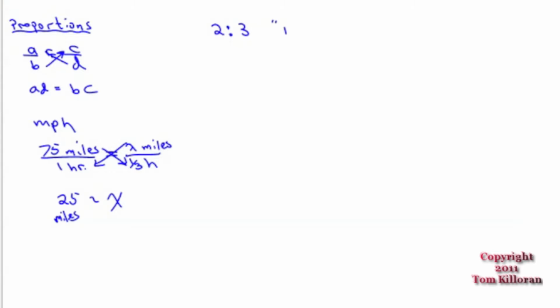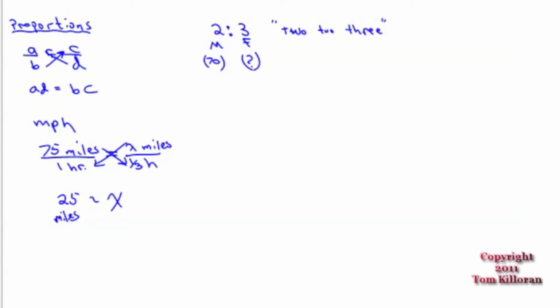This is read 2 to 3. Let's say there are 2 men for every 3 women at a college, and I know that there are 70 men. My question is, how many females are there?